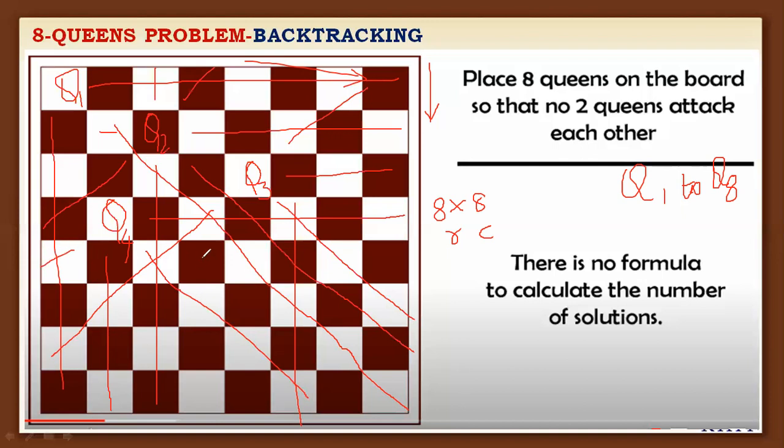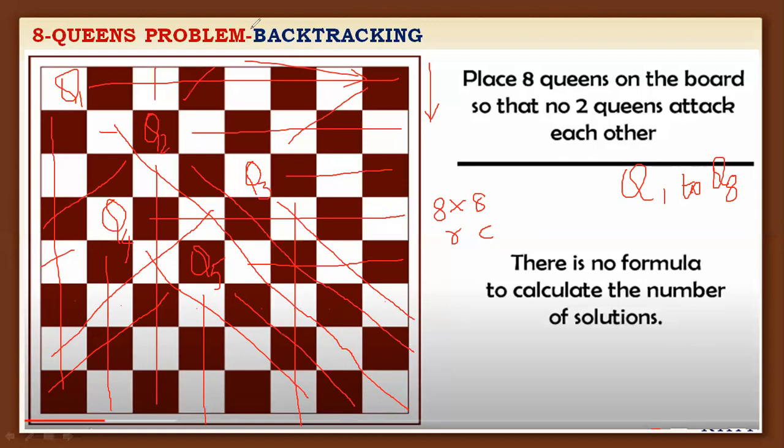Next, let us try to place Q5 here. I am able to place Q5 here. If I place Q5 here, the same row is not possible, the diagonal is not possible, and the same column also is not possible. These diagonals are also not possible. Next, the location is where to place Q6. I cannot place Q6 here, here, here, here, here, here, here, here.